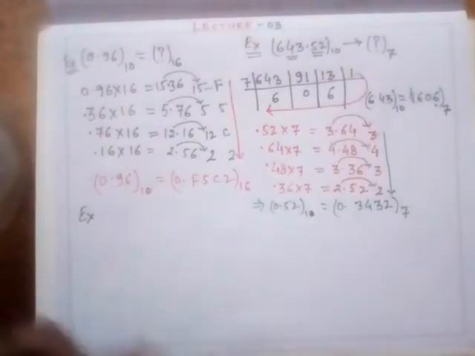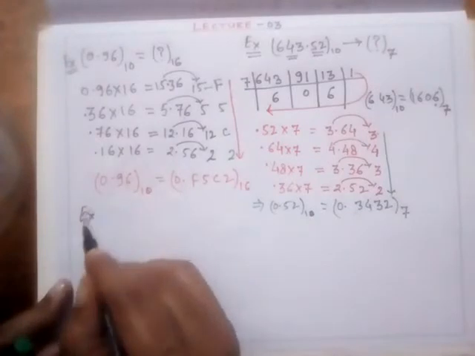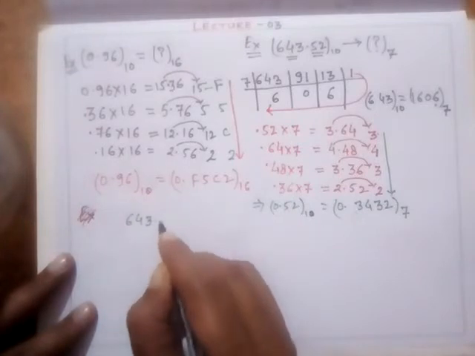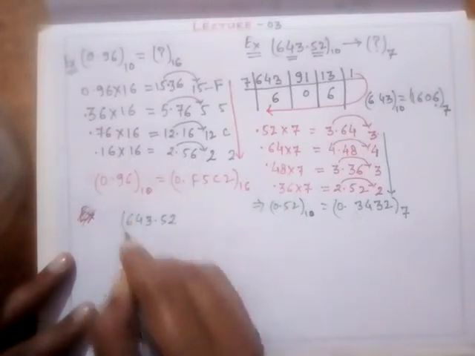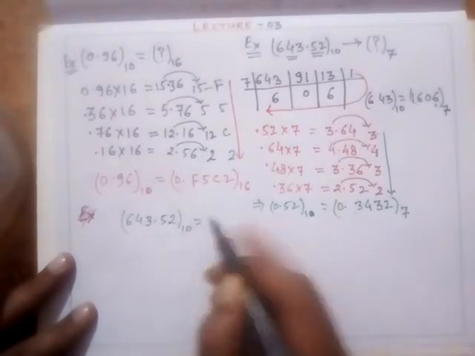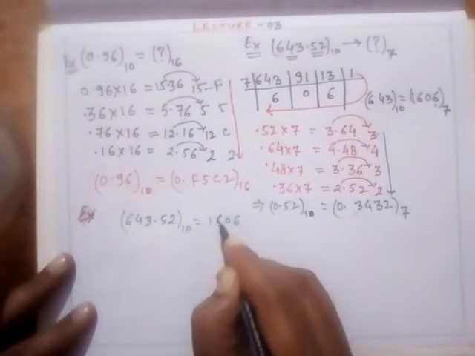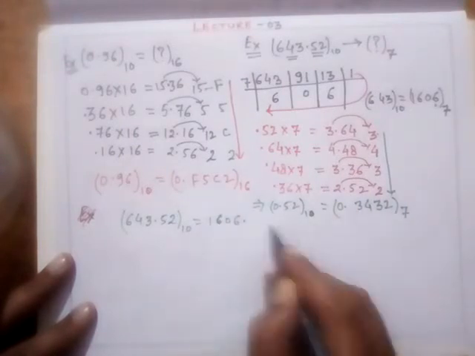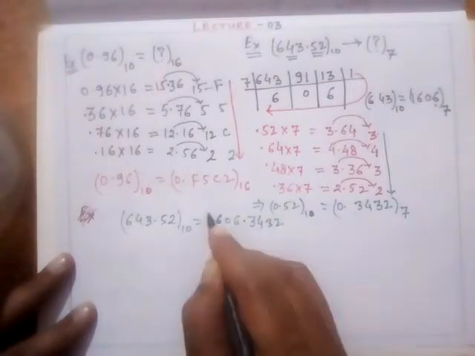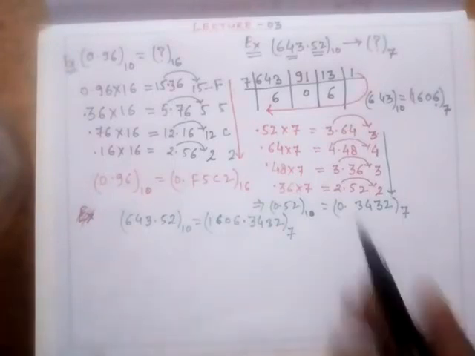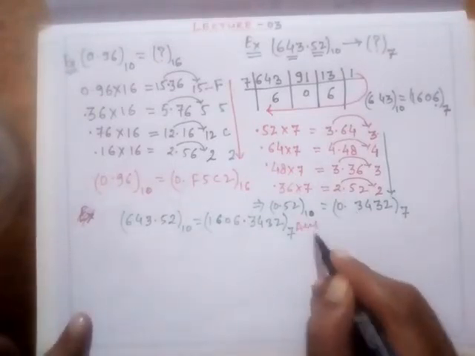So my final result is that 643.52 in base 10 is equal to 1606.3432 in base 7, and this is my final answer.